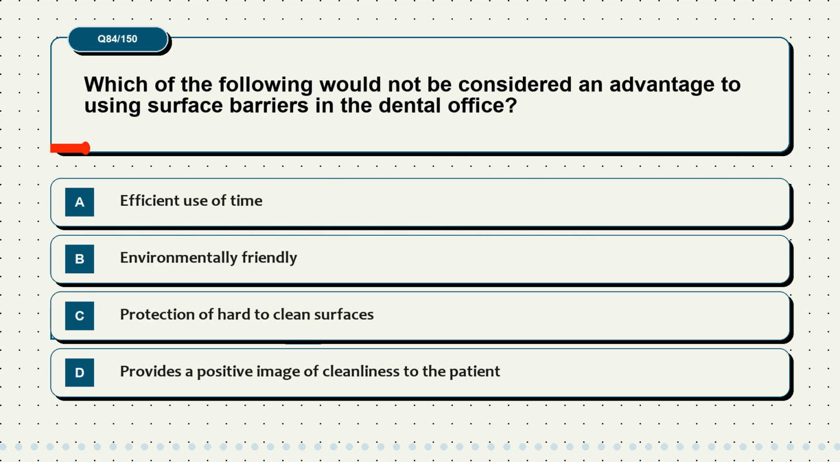Question 84. Which of the following would not be considered an advantage to using surface barriers in the dental office? Here are the options. Option A. Efficient use of time. Option B. Environmentally friendly. Option C. Protection of hard-to-clean surfaces. Option D. Provides a positive image of cleanliness to the patient.